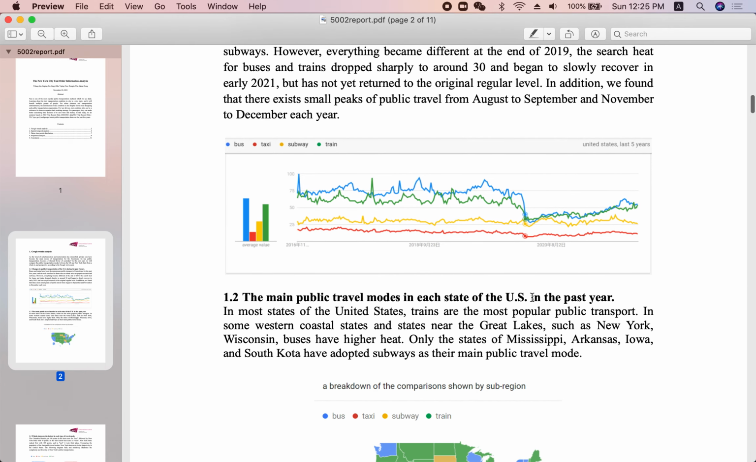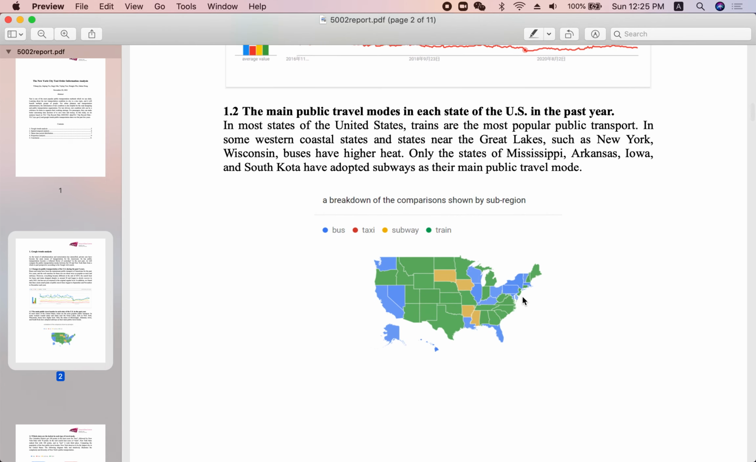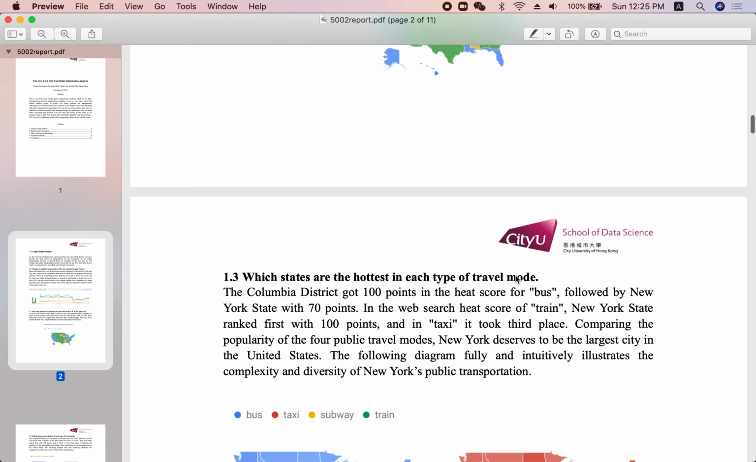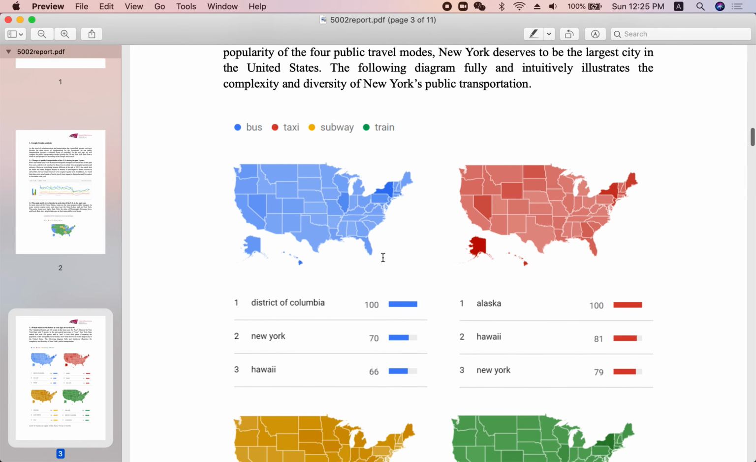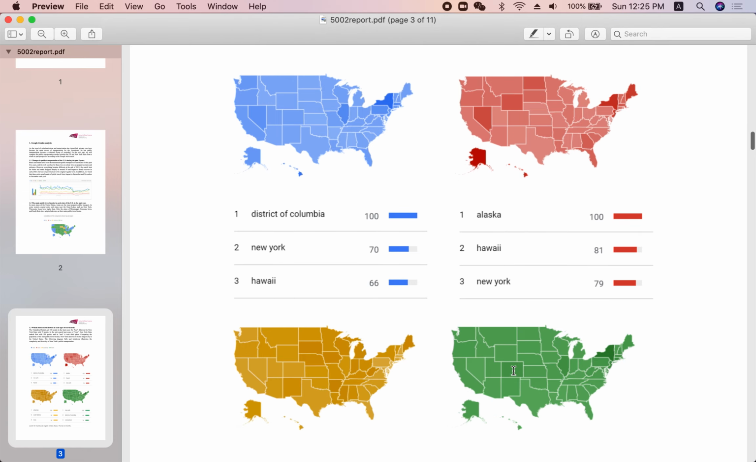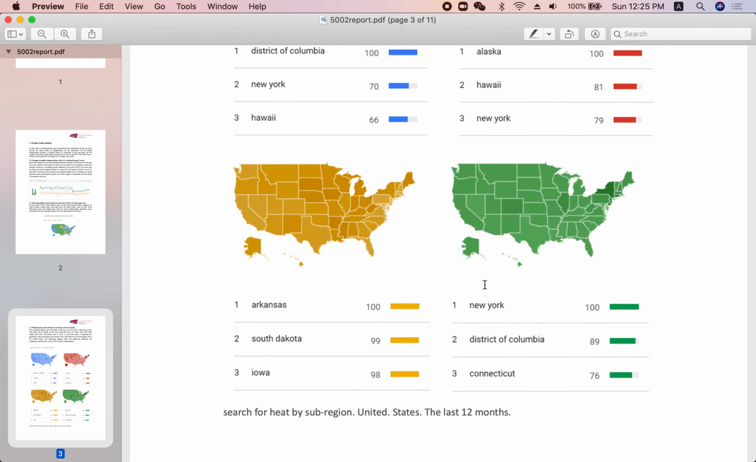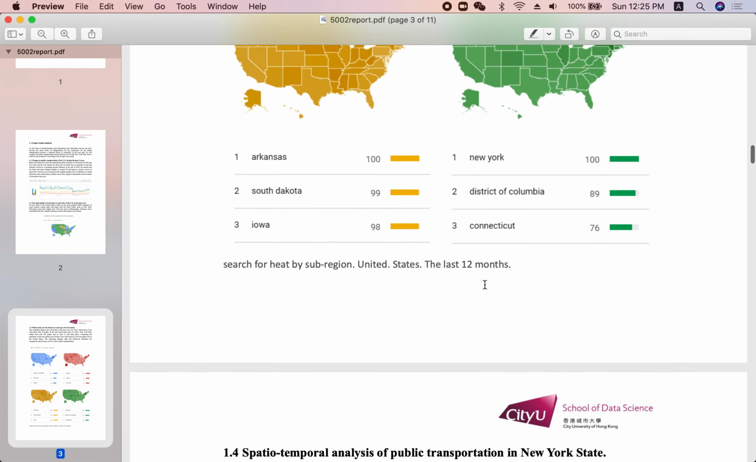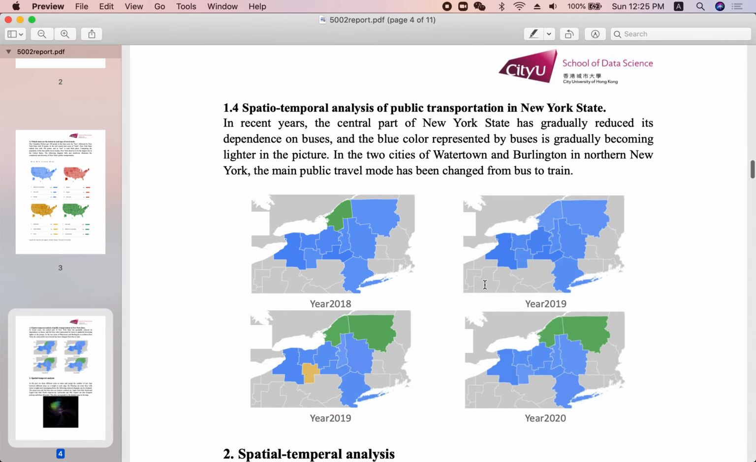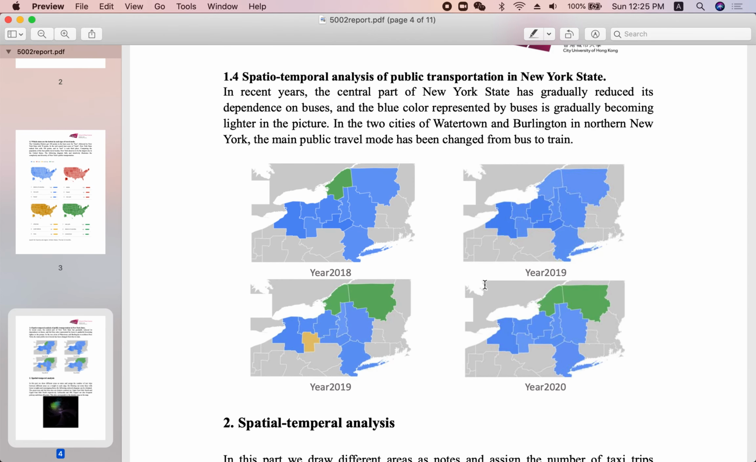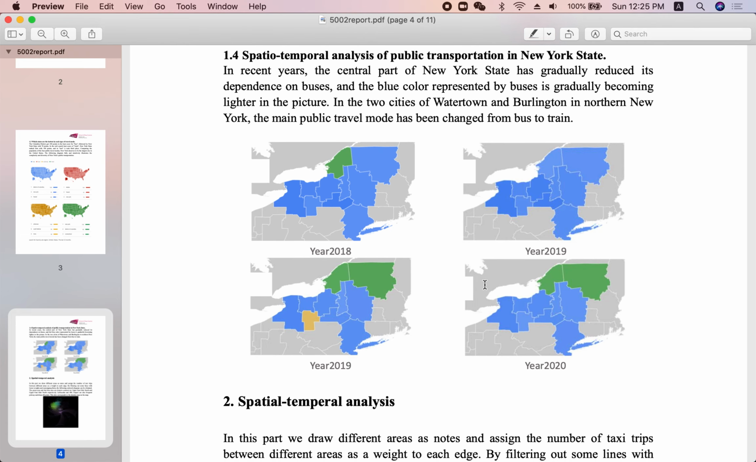And we do analysis on the US states. We found that the New York State is a very hot state on the searching frequency of bus, taxi, and train. So we base our analysis on the New York state. And comparing the keywords hotness over years, we found the main public transportation mode has been changed from bus to train.